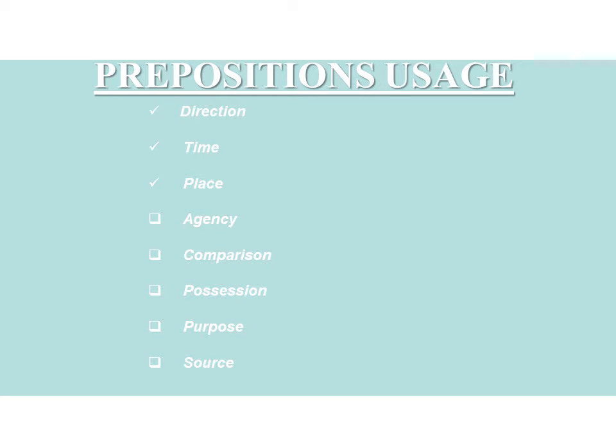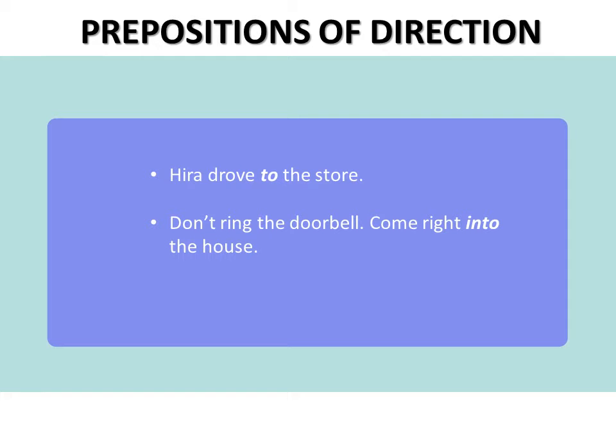Here are the common preposition usages: direction, time, place. Some of them are used for referring to specific relationships such as agency, comparison, possession, purpose, and source. I will specifically focus on some of the prepositions from the first 3 categories. To refer to a particular direction, the prepositions like to, in, into, on, and onto are mostly used. Here are some examples as well. The prepositions for the directions you can see in italics. For example, Hira drove to the store. Don't ring the bell, come right into the house.